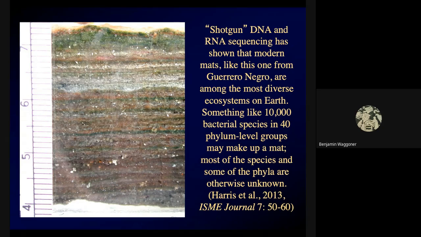What they've done is just taken mat samples, dropped them into a, well, it's more complicated than that, but they basically just done random PCR and seen what kind of DNA sequences they can get out of these mats. And the estimate is that each mat might contain something like 10,000 species of bacteria in 40 different groups that are on the taxonomic level of a phylum. So there's an enormous amount of biodiversity going on in these mats.